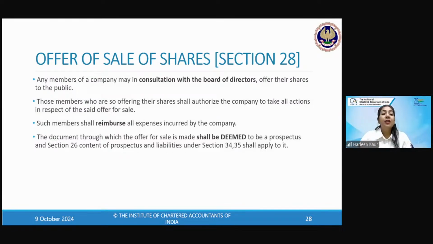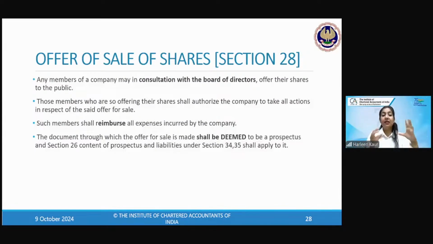Sometimes what happens is the promoters or the shareholders of the company want to sell their shares. They want to dilute their holdings. So instead of raising new capital, we are not raising any new capital here. In an IPO and FPO, we issue shares to the public, the public gives us money, and we issue new shares.